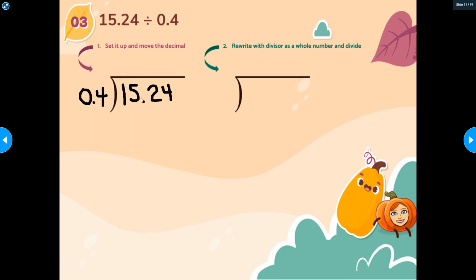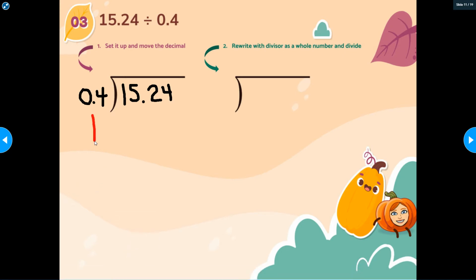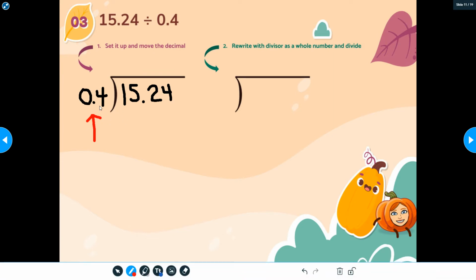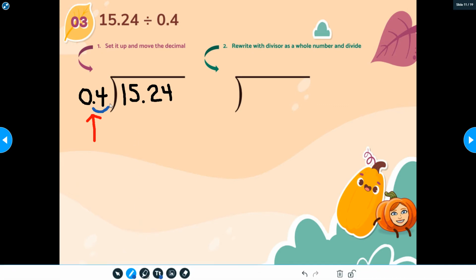After we write the problem, we need to ask ourselves, do we have a whole number as our divisor? And that divisor is the outside number. Well, our divisor is 4 tenths. That is not a whole number, and we want it to be a whole number so that we can divide it. So what we're going to have to do is move the decimal to the right to divide it. We're going to move the decimal one place to the right. It has to be all the way over to the right of the number.